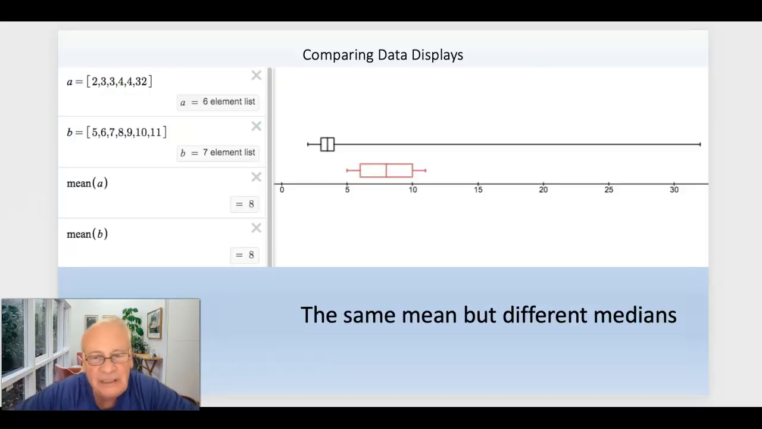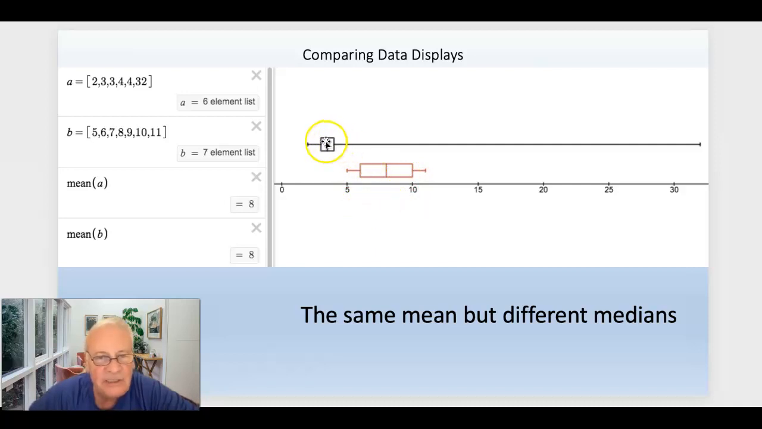I also wanted to show you a set of data that has the same mean, the same average, but very different medians. Look at this set of data A here. There's this one outlier way up here. Here's the set of data, 32 is the outlier. Versus set B, which is a little more clustered together. Guys, they have the same average.